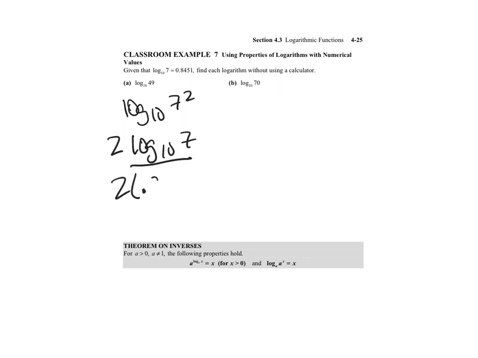Okay, so this one says to find each logarithm without a calculator. So I know the log base 10 of 7 is this. So how do I find log of 49? Use that information to do this. Well, if I write it this way, 49 is 7 squared, and then I bring the 2 in front. Now I know what this part equals because it equals this. So it's 2 times 0.8451, which if I do that math is 1.6902.